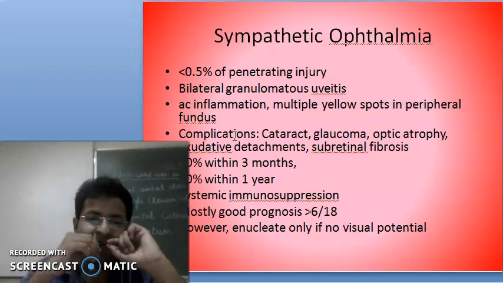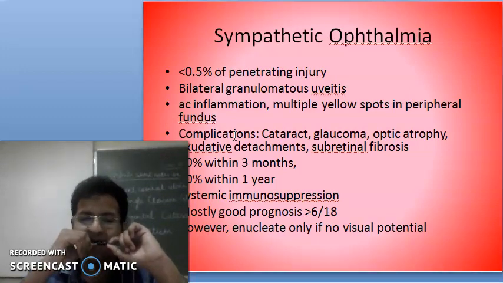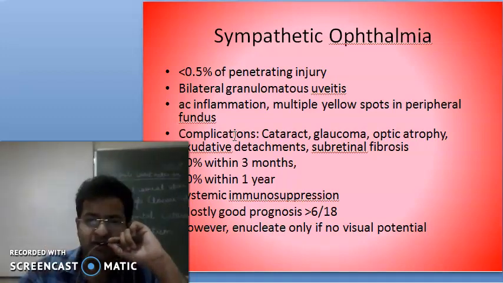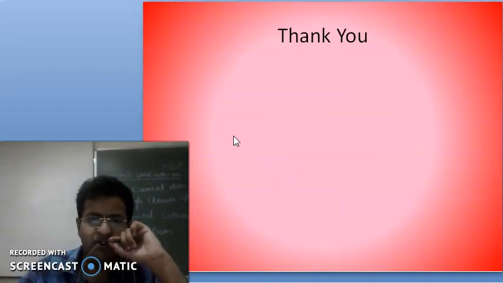How can we treat sympathetic ophthalmia? By using systemic immunosuppression with steroids or immunomodulators. There is mostly a good prognosis of more than 6/18 vision when under therapy. However, we can enucleate, but enucleation is done only if there is no visual potential.